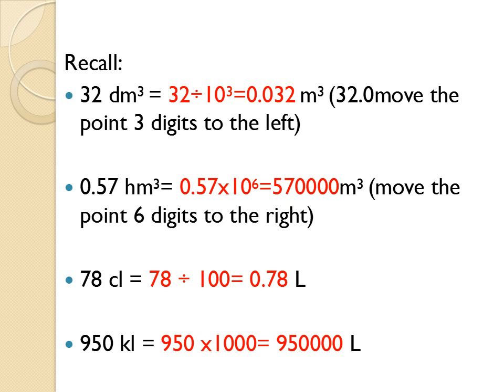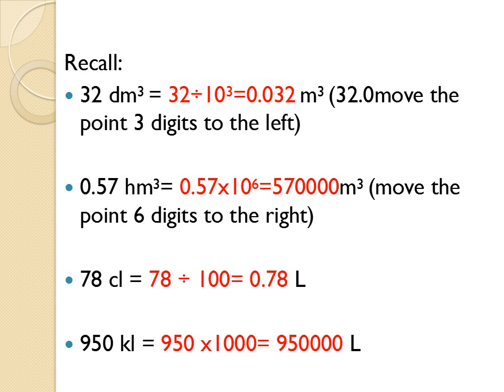The next example, 78 centiliter. We want to convert it to liters, so here we are moving up the stairs by 2. So here we must divide by 100, which equals 0.78 liter. Don't forget that while I am dividing, the number must be smaller. 0.78 is smaller than 78, so because of that we move the point to the left.